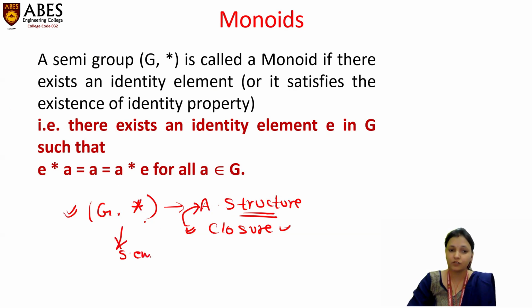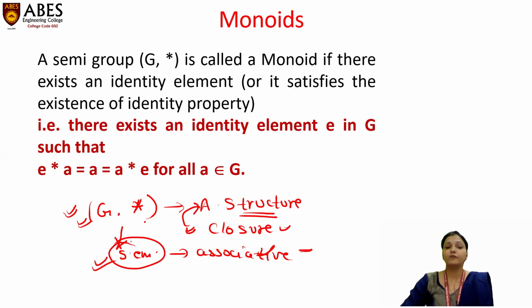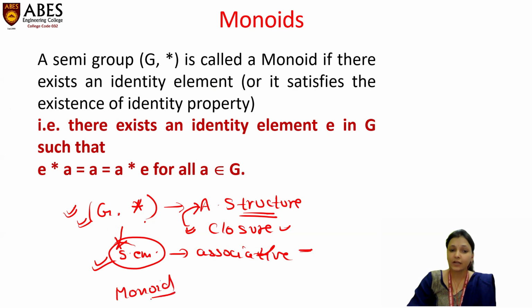For semigroup, we need to check the associative property. So we will check whether the associative property is satisfied or not. If the associative property is satisfied, this structure will also be a semigroup. Then we will check for monoid. If it is a semigroup, then we will check for monoid.